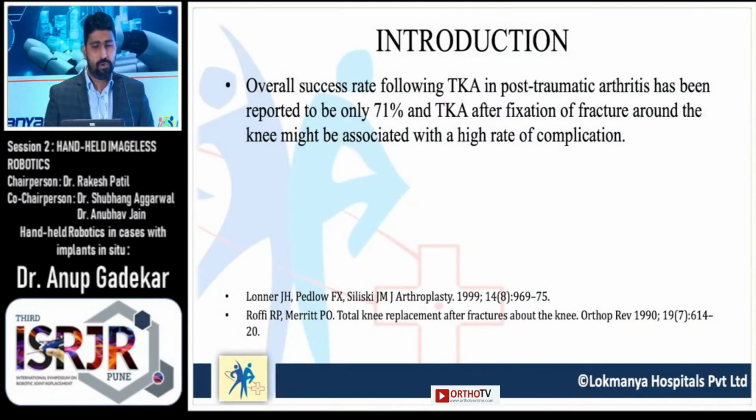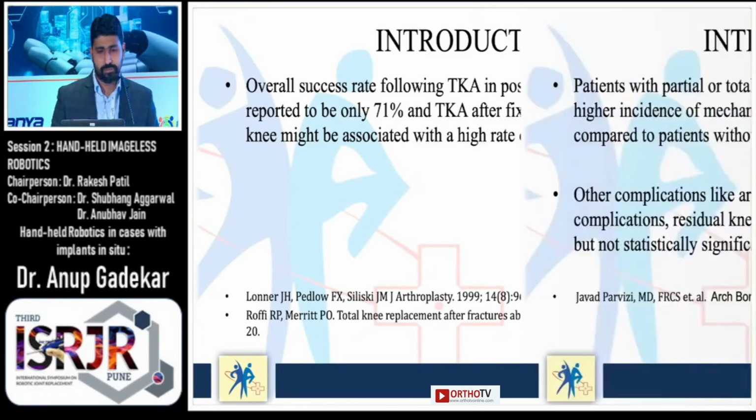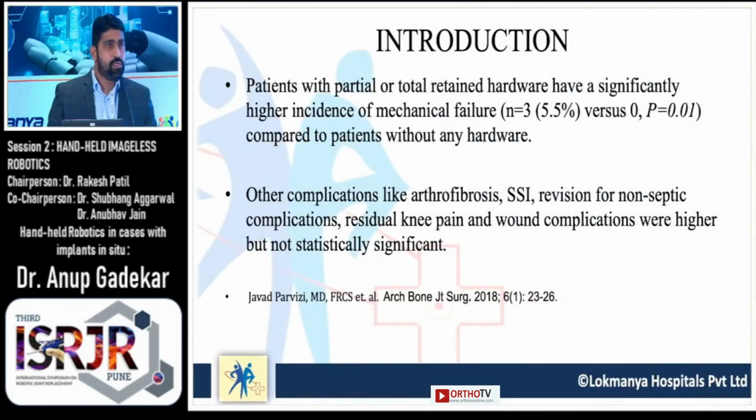The overall success rate following total knee arthroplasty in post-traumatic arthritis has been reported at only 71%, and if there is hardware in situ, then there is a high rate of complications. Javed Parviz evaluated the outcome of patients with hardware in situ and compared the rate of complications with patients without any hardware. They found that patients with partial or total retained hardware have a significantly higher incidence of mechanical failure, but the rate of other complications, though high, was not statistically significant.